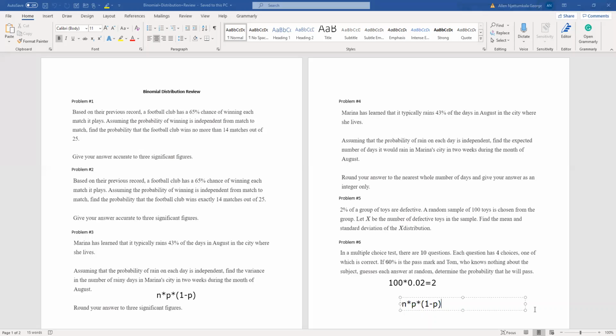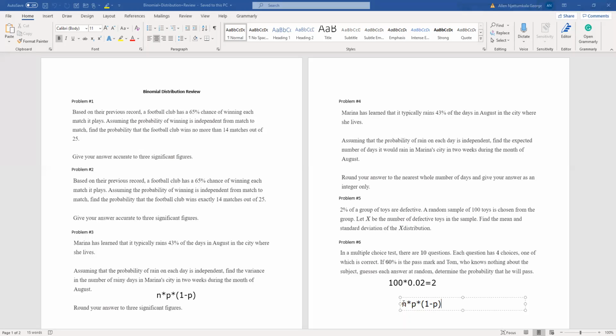Wait, so we find the variance and then we square that answer to get our answer? Not square, we square root it. The square root of variance equals standard deviation. Right. All right.